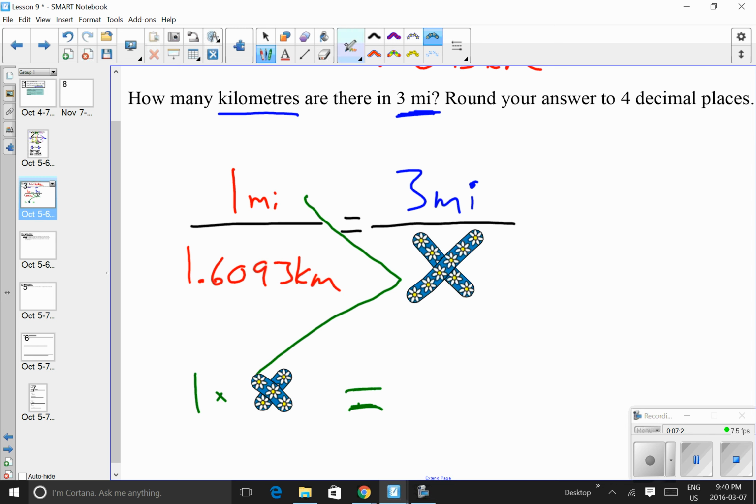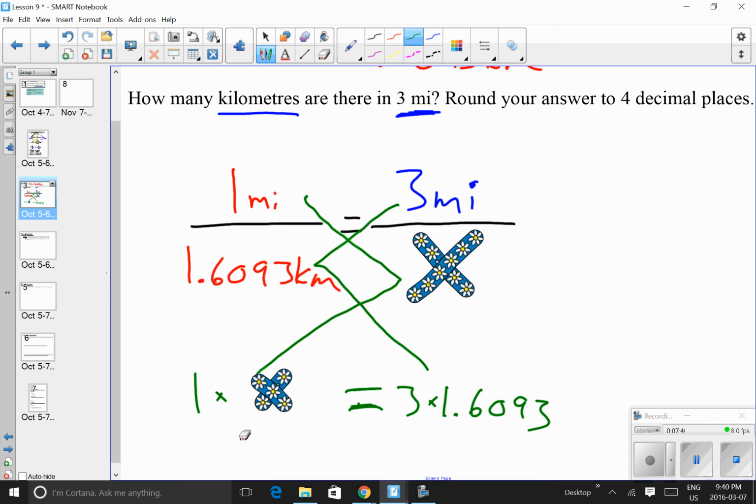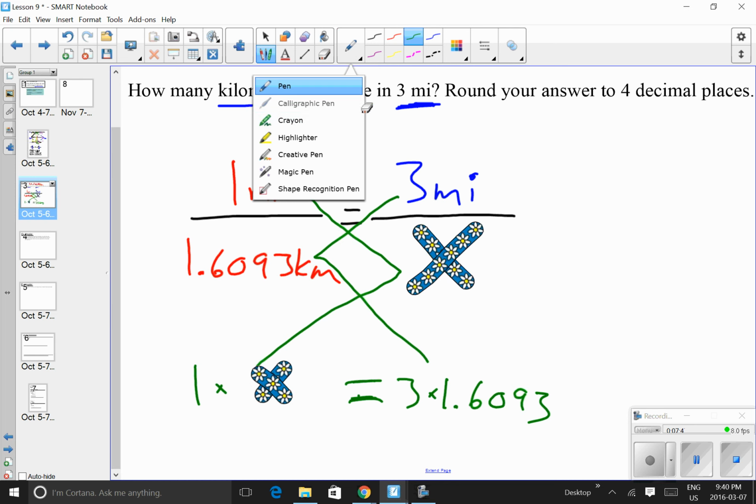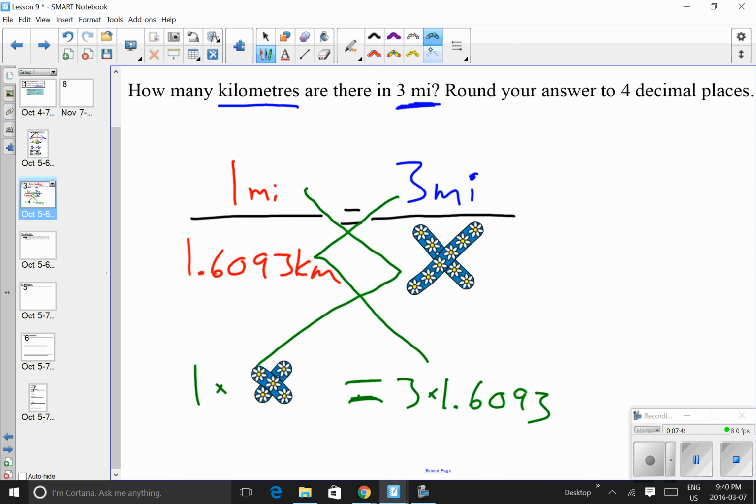Okay, and the other side is going to be 3 times that. Top of one side times the bottom of the other. 3 times 1.6093. There we go. So 1 times x, well, 1 times anything doesn't change the number. So that's just going to be my x by itself.